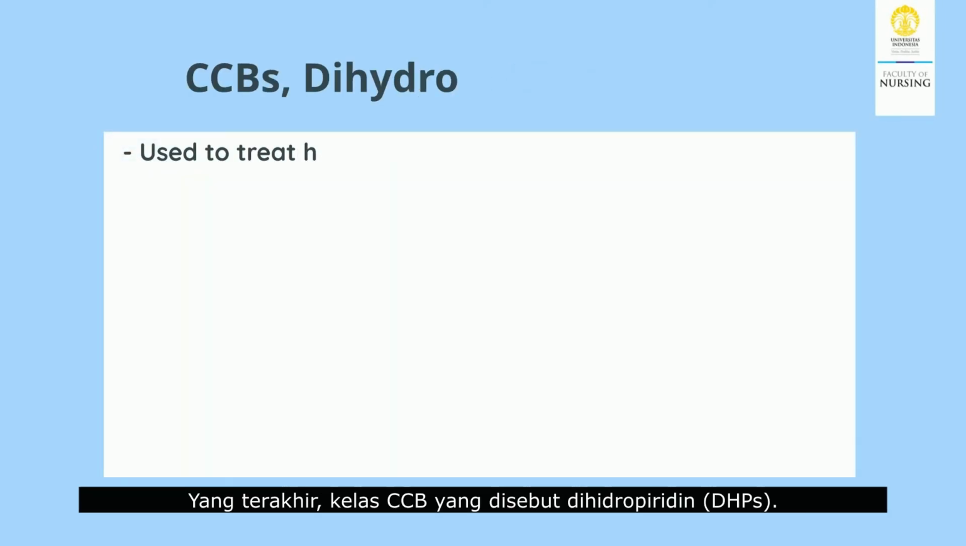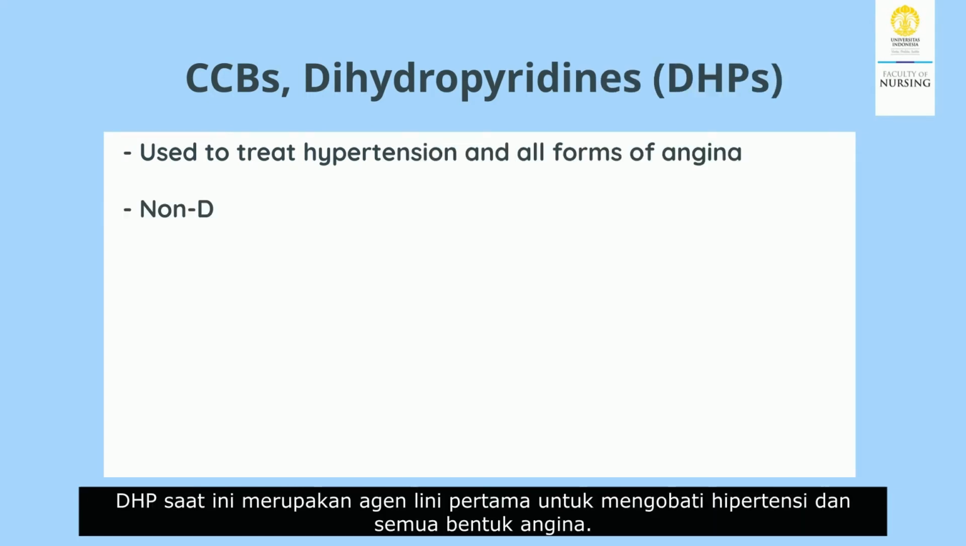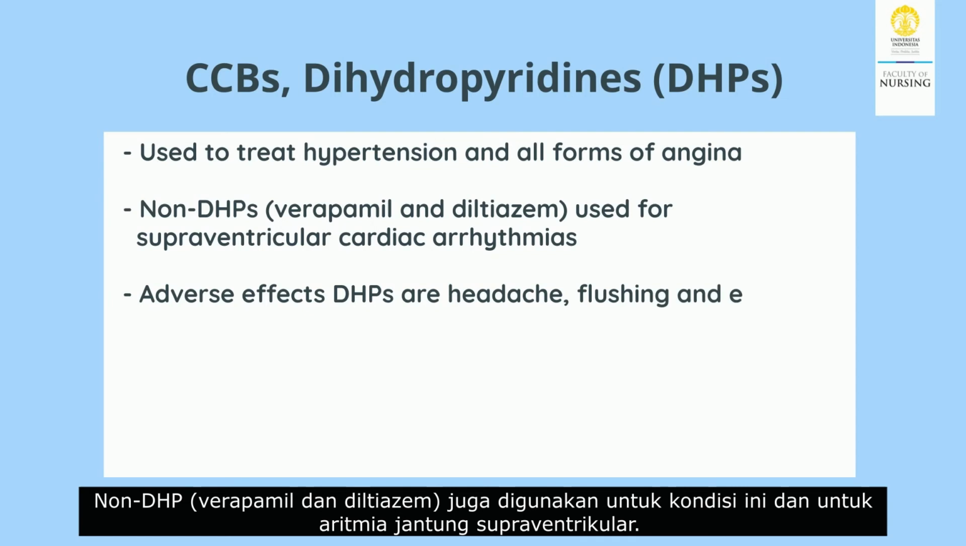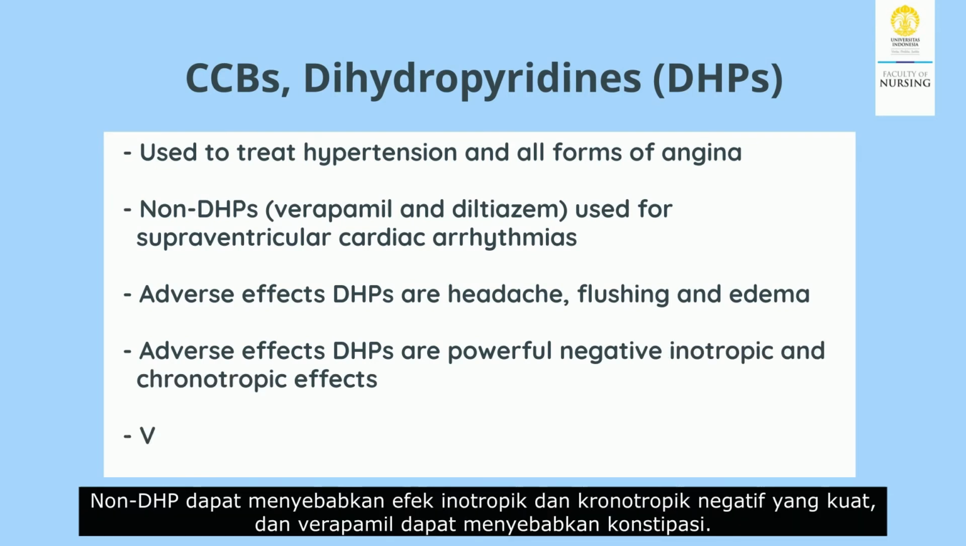The class of CCBs is called dihydropyridines or DHP. DHPs are currently first-line agents for treating hypertension and all forms of angina. The non-DHPs, verapamil and diltiazem, are also used for these conditions and for supraventricular cardiac arrhythmias. Adverse effects of the DHPs are headache, flushing, and edema. The non-DHPs can cause powerful negative inotropic and chronotropic effects, and verapamil can cause constipation.